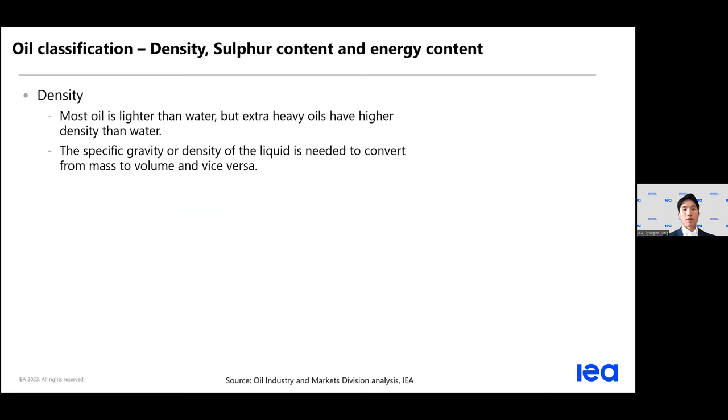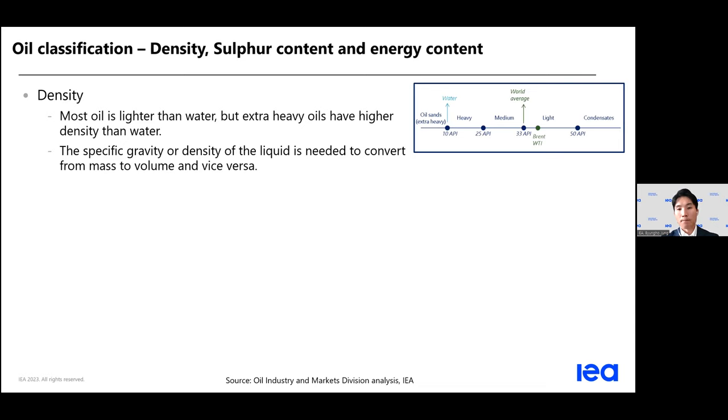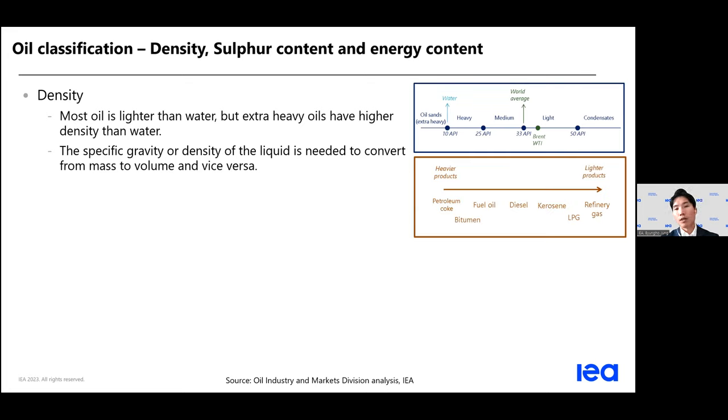Going further, we can also use several characteristics to classify oil products. The first characteristic is density. As you all know, most oil is lighter than water, but there is also extra heavy oil that has a higher density than water. This specific gravity or density is very important information to convert from mass to volume and vice versa. We also have a parameter called API to determine the density of oil products. When it comes to secondary oil products, we can distinguish those products depending on their density.